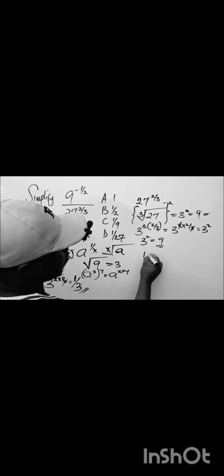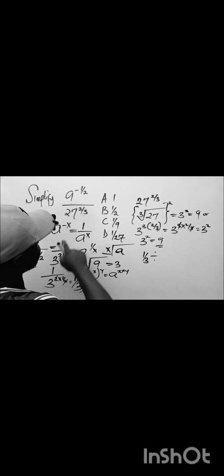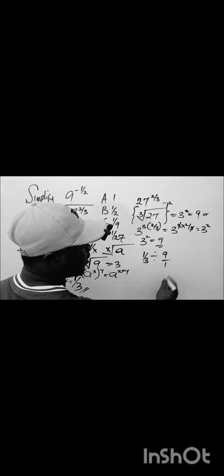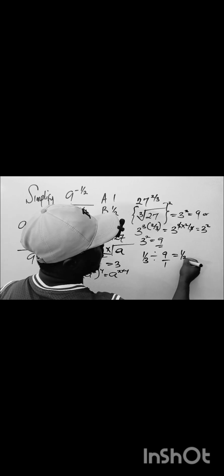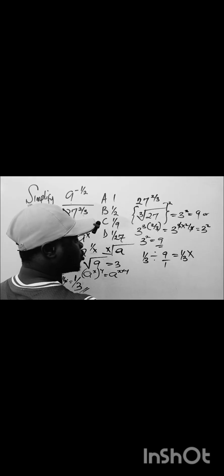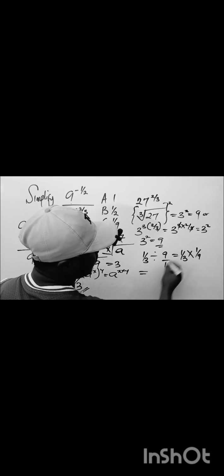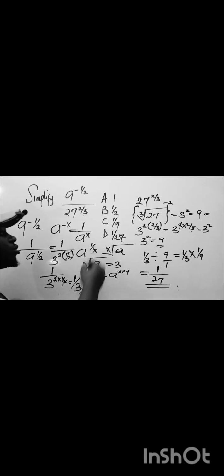Finally, we are going to relate both of them together. This is 1 over 3 divided by 9, which is 9 over 1. If you change this division to multiplication, both of them are going to change. We are going to have 1 over 3 times 1 over 9. Finally, this times this gives us 1 over 27. So our final answer to this problem is 1 over 27, which is option D.